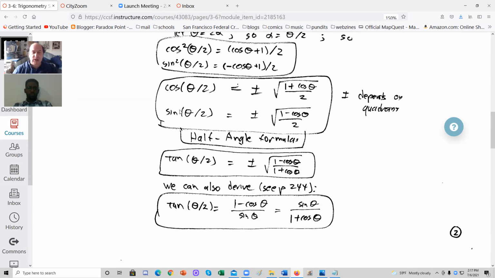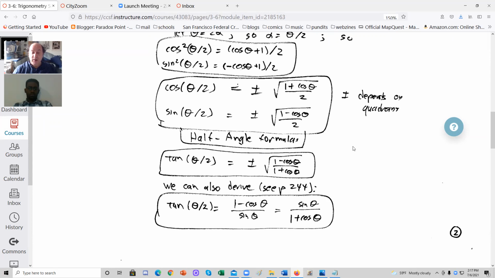And if you take the ratio sine over cosine, you get a ratio of these square roots, and the 2's cancel. We're left with square root of 1 minus cos theta divided by square root of 1 plus cos theta, like this. And we still have this plus or minus depending upon the quadrant.